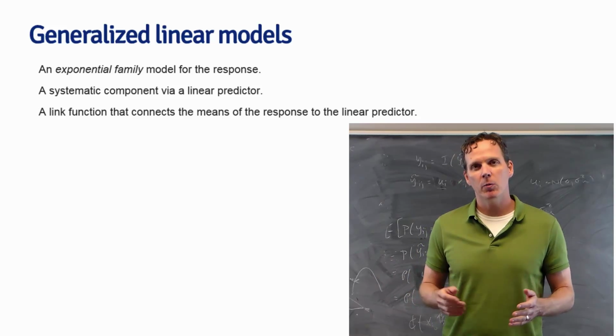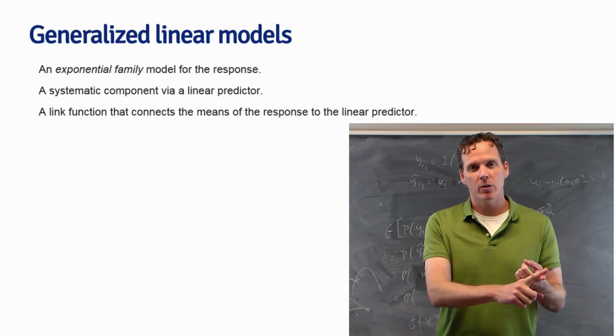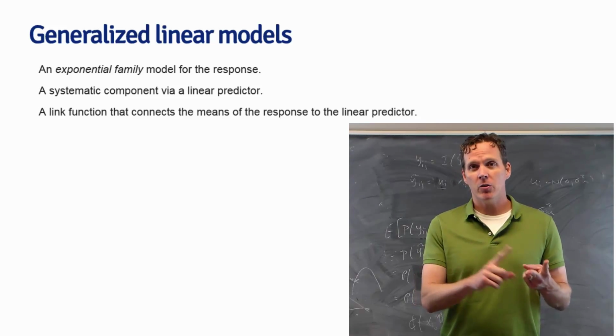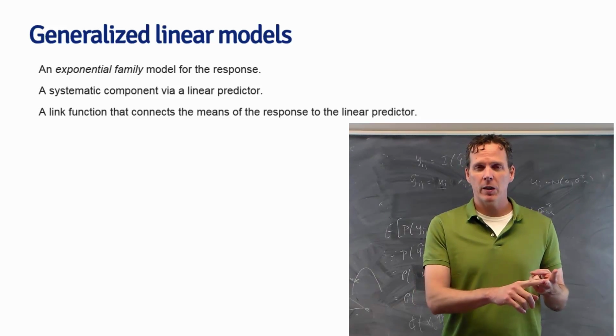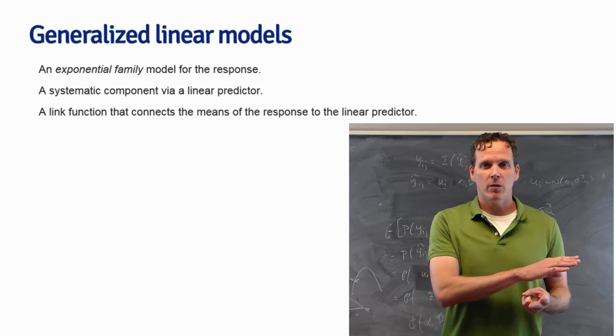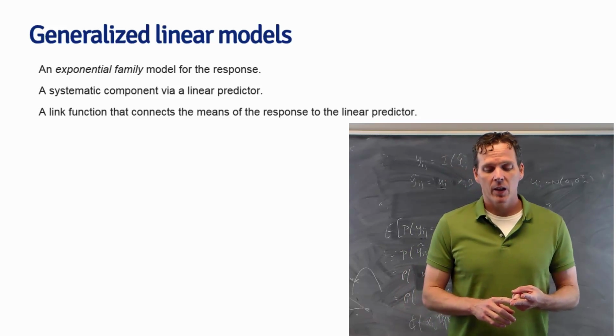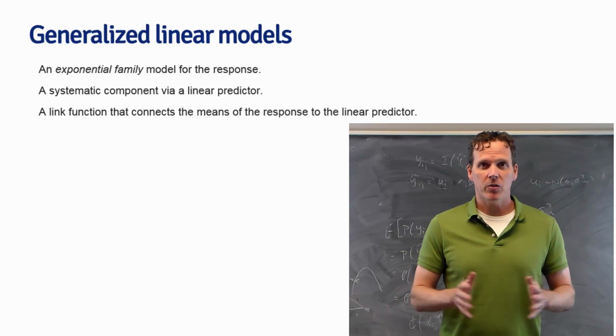So there's three things that we need. We need the distribution, which is going to be an exponential family for a generalized linear model. We need the systematic component, which you can think of as the linear predictor. We think of this as the set of regression variables and coefficients. And then we need a link function that links the two.